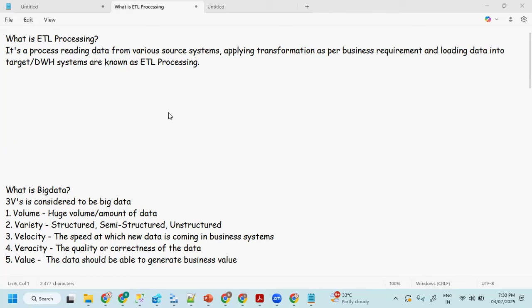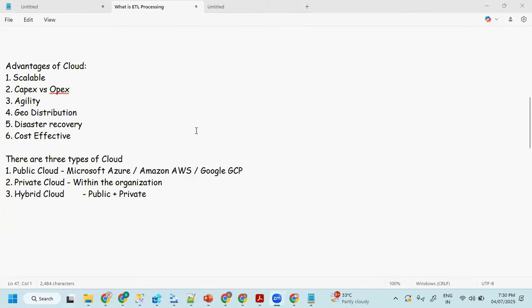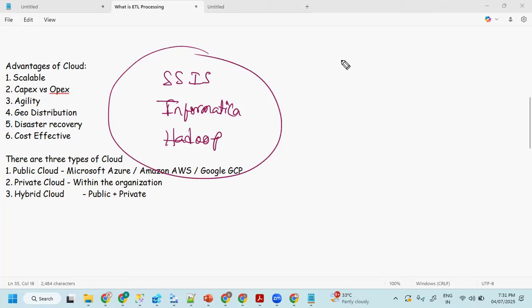Now, what are the advantages of cloud systems if you go to the cloud? Let's say, for example, you have SSIS. Most of you are aware of SSIS or Informatica, or even Hadoop you can take. For all these systems, you need to have storage. On-prem storage is required, and an on-prem system is required to process it.